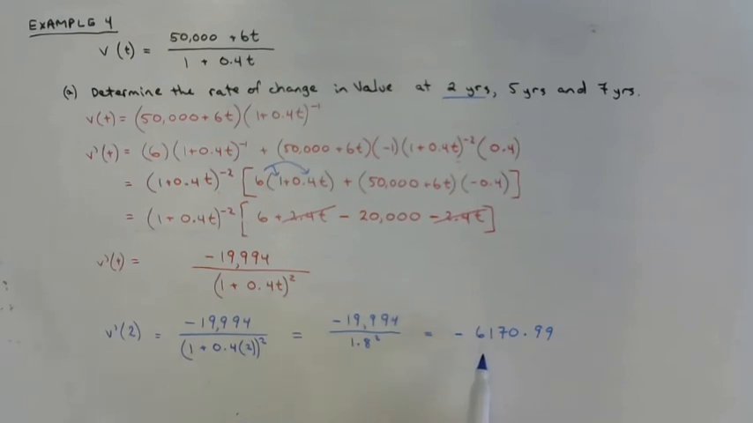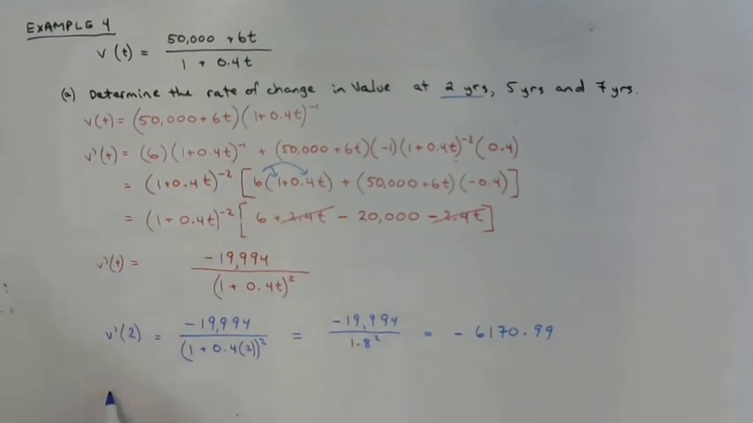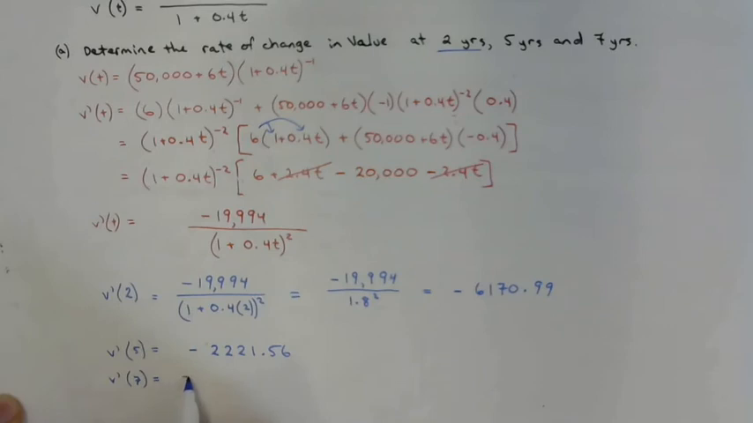Right off the lot, it's depreciating quite heavily. I'll just give the answers for the next two so that you can have a reference. The derivative of the value function when t is 5, so at 5 years, ends up being negative $2,221.56 per year. And the value of the derivative function at 7 years is negative 1,384.63. This is fairly realistic.